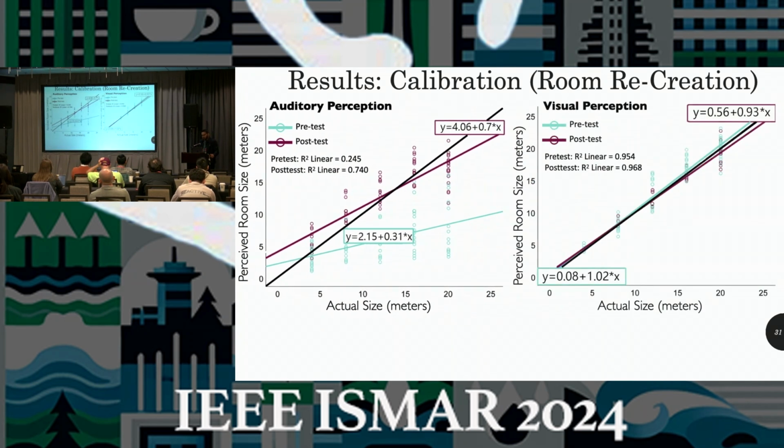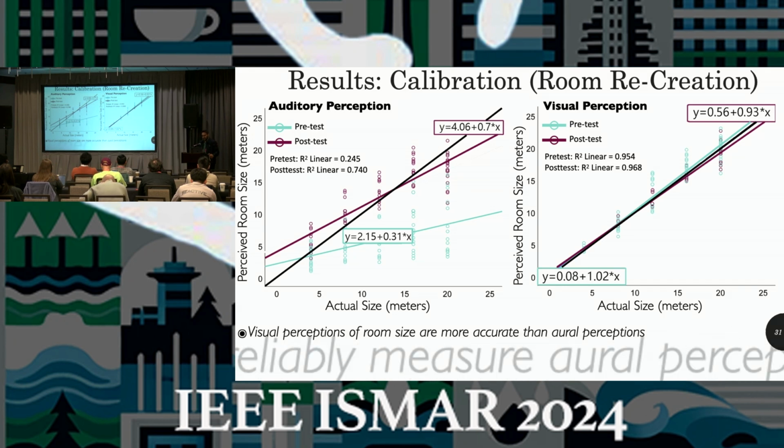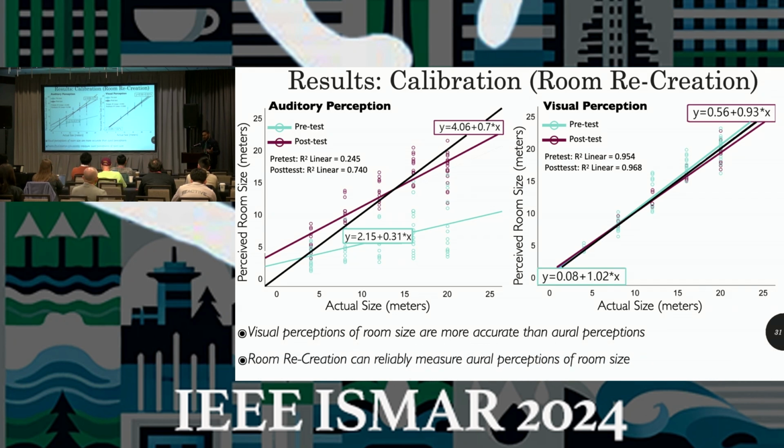What about visual perception? As expected, better than oral perception, so we could not find that opportunity to calibrate because they're pretty good to begin with. But nonetheless, what we're finding is room recreation can reliably measure both visual perceptions of room size as well as oral perceptions, which is pretty cool.